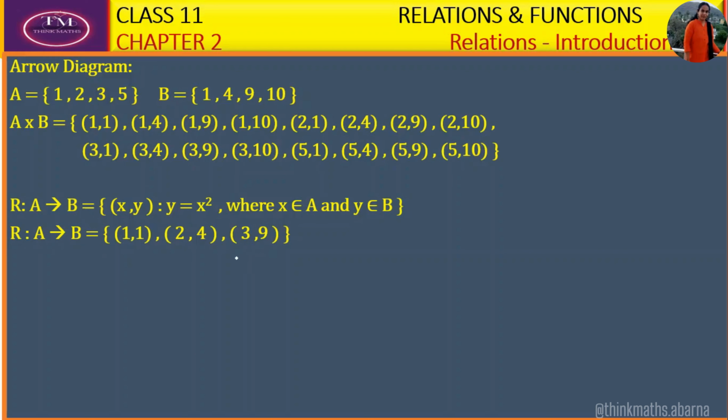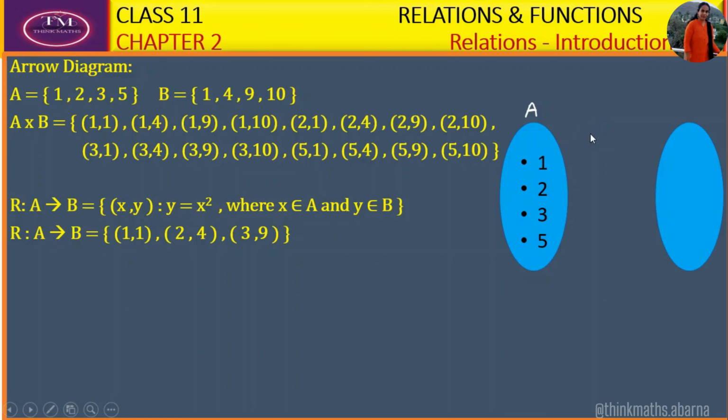Now we have to form the arrow diagram. To draw an arrow diagram, what do we need? We need an oval shape. This is the basic thing. This is set A. In set A we have 1, 2, 3, 5, so draw an oval and write the elements of A. Now take another oval shape and write the elements of B: 1, 4, 9, 10.